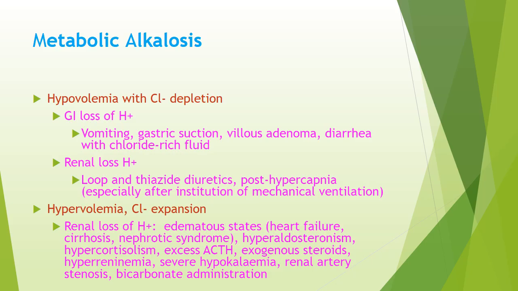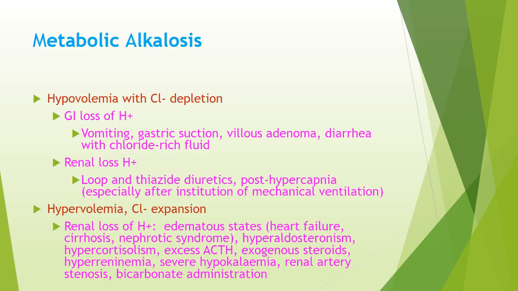We can look at some metabolic alkalosis conditions. When there is hypovolemia with chloride depletion, for example gastrointestinal loss of hydrogen ions, when there is vomiting, gastric suction, villous adenomas, diarrhea with chloride rich fluid. Even we can see renal loss of hydrogen ions from the loop and thiazide diuretic use. Post hypercapnia, especially after institution of mechanical ventilation.